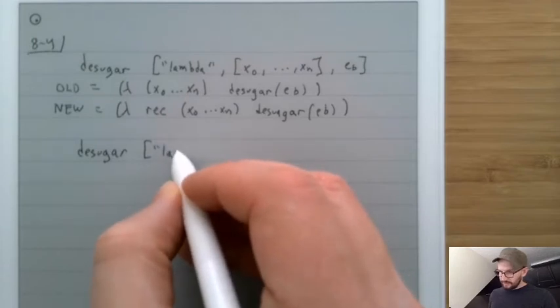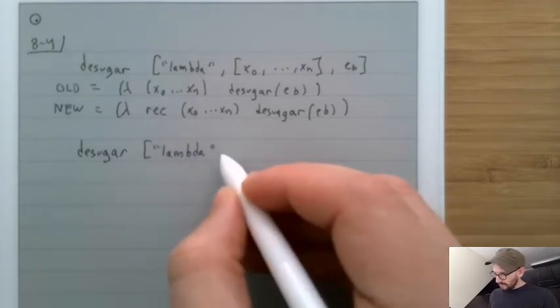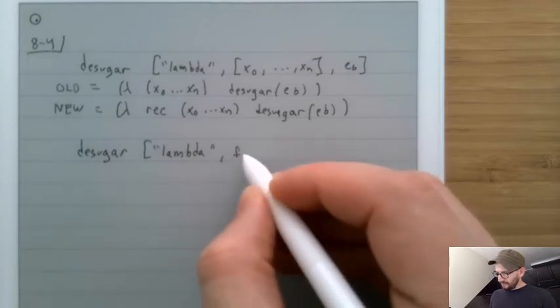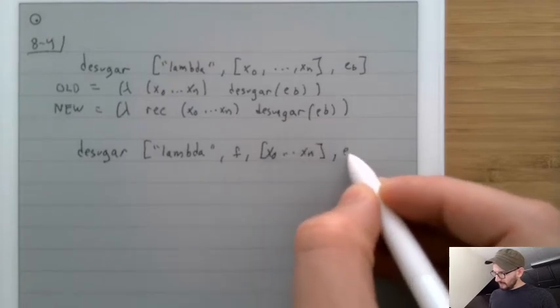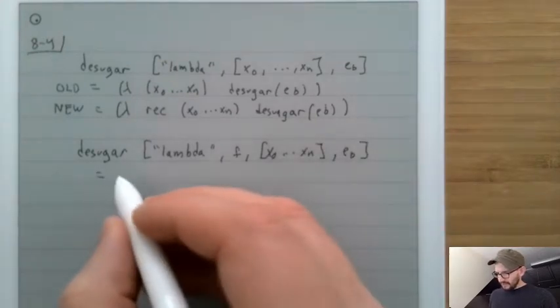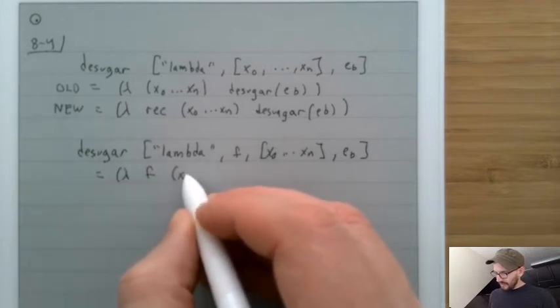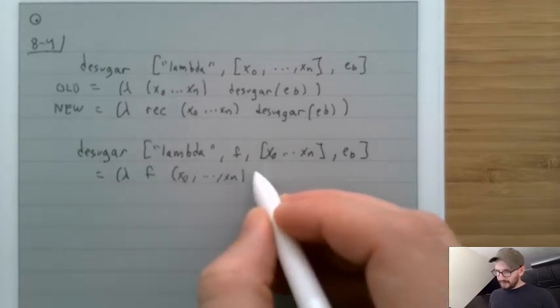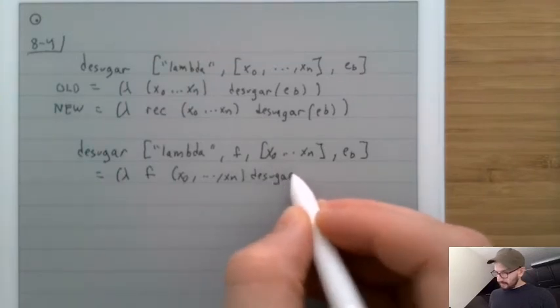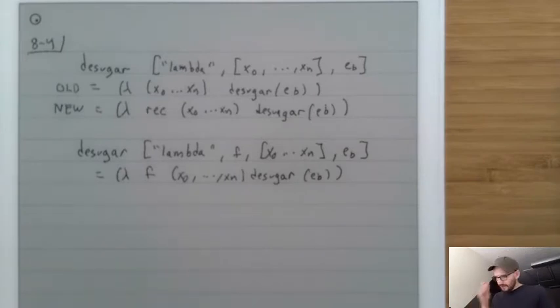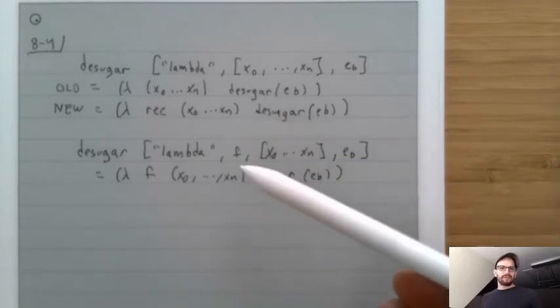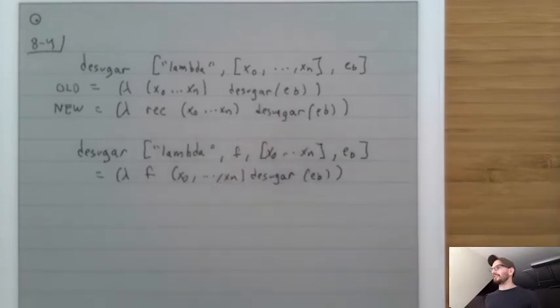And then you're going to add another case for your desugarer where you allow the user to actually write down something. We'll call that f. And then we'll have x0 through xn eb. And so this is going to equal lambda f x0 through xn, desugar eb. Okay? So the idea here is that if you don't use a recursive name, then one gets generated for you, and it's just rec. Otherwise, you can specify your own.